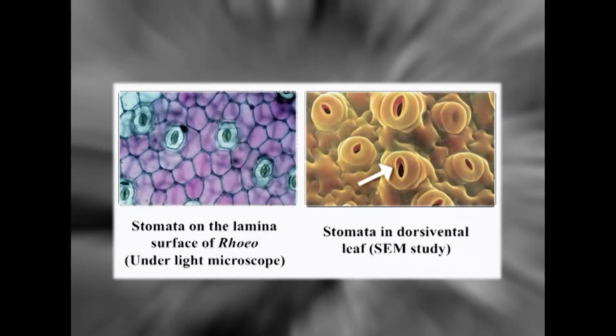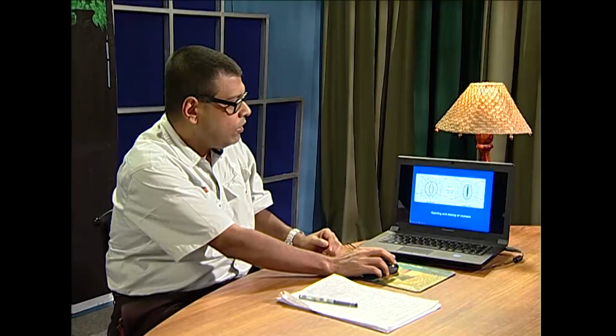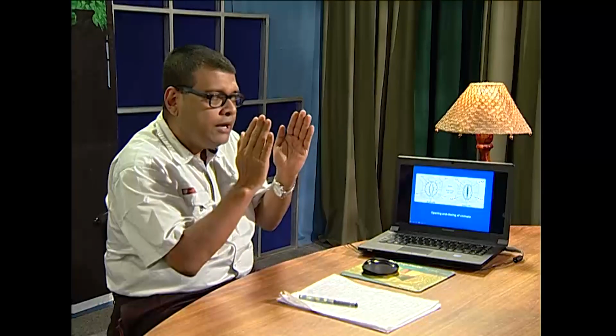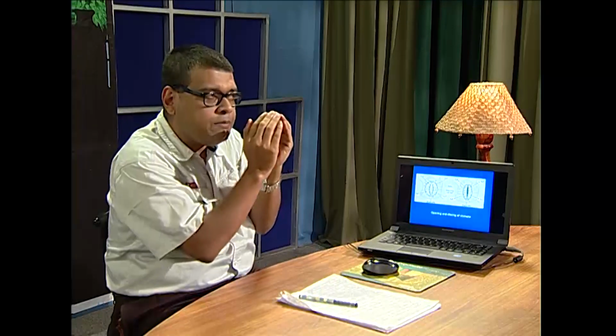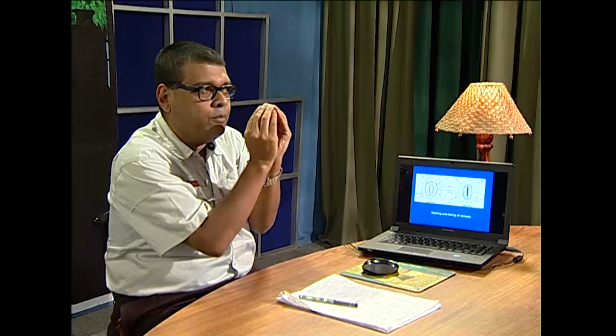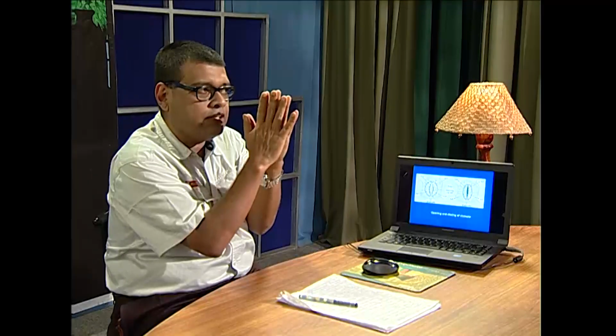The stomata, in case of a dorsiventral leaf, is on the ventral surface. In case of an isobilateral leaf, it is on both the surfaces. The stomata typically has reniform guard cells, the stomatal aperture and the subsidiary cells surrounding it. When the guard cells absorb water, they become turgid, and as they become turgid the stomata opens. The moment the water comes out, they become flaccid and the stomata closes.